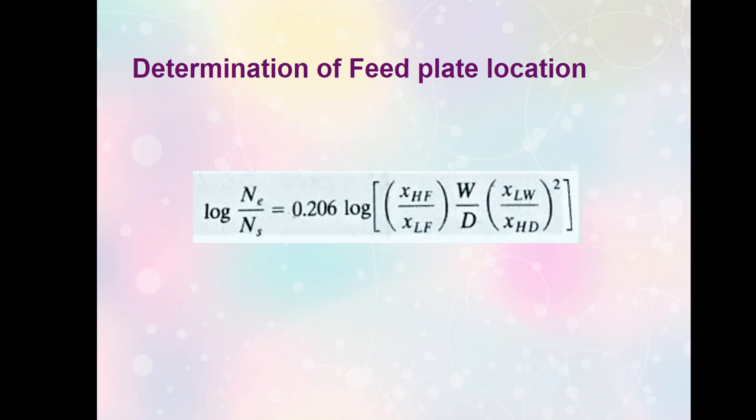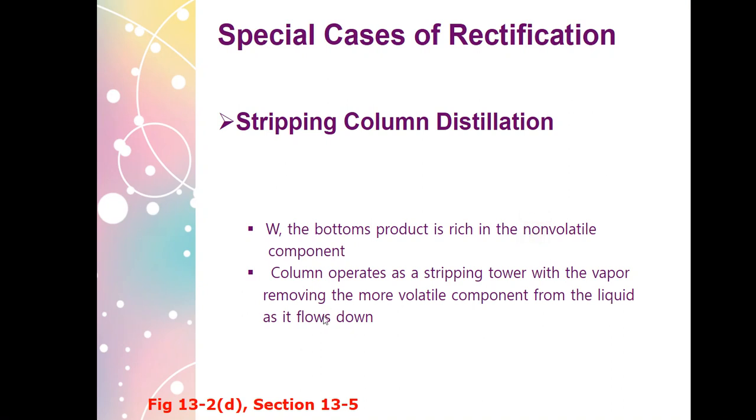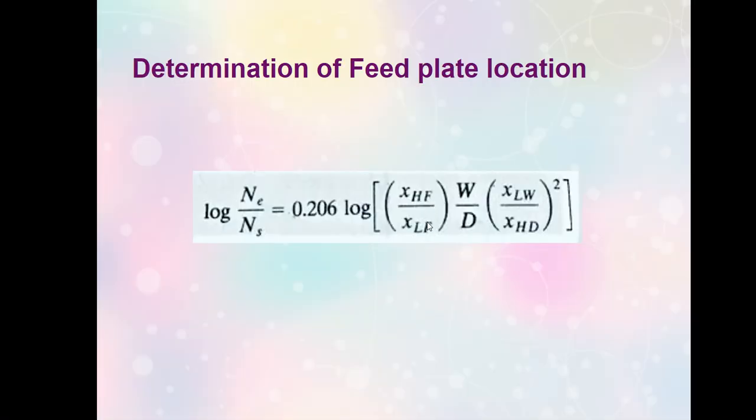As to location of the feed plate, if you're not doing it graphically, you have this ratio given by Kirkbride, the ratio of N in the enriching section to that of the N in the stripping section. You may use the common log here, or the natural log, which is the ln. Now, in here, you need the x of the LF, HF, and the x of the LW, HW. So this is for the bottoms liquid. This is for the distillate. And this is for the feed.